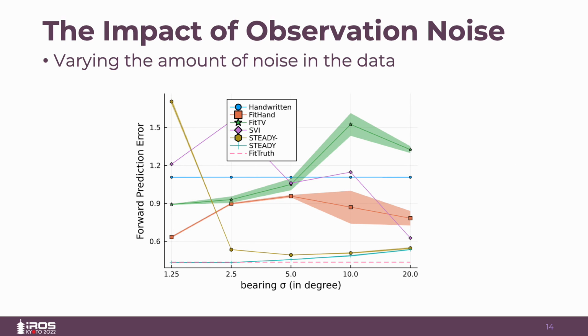To study how the learning outcome is affected by the observation model, we vary the amount of noise in the data and compare the errors of different approaches. As you can see from this graph, not only does STEADY perform the best under all noise settings, but as the noise gets smaller, its performance also converges toward the same level as learning directly from the true states.